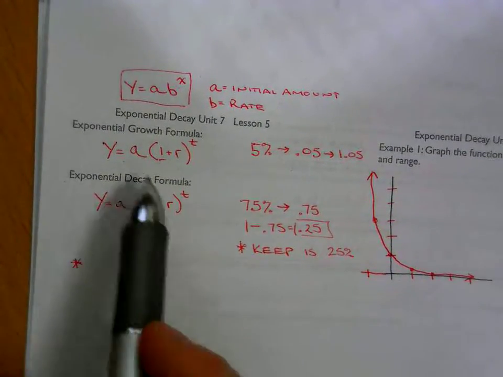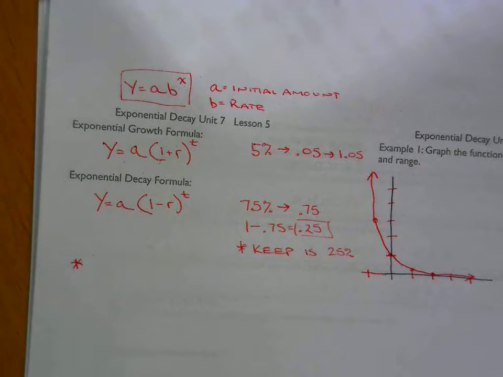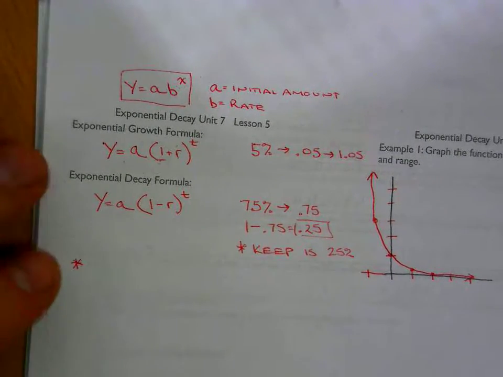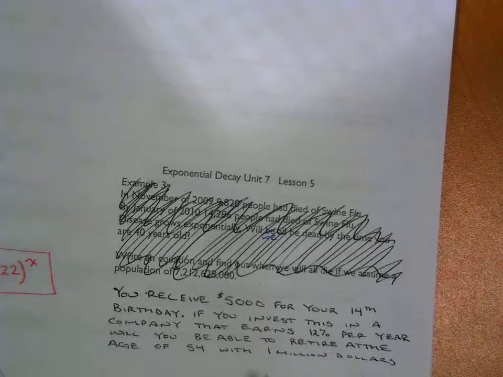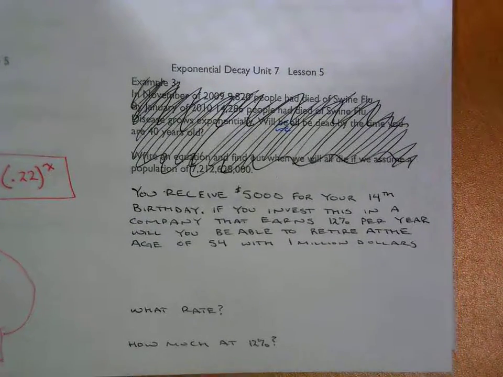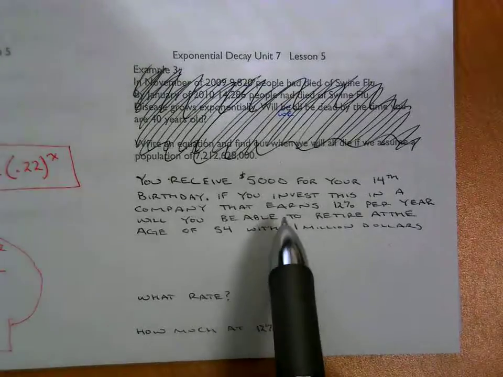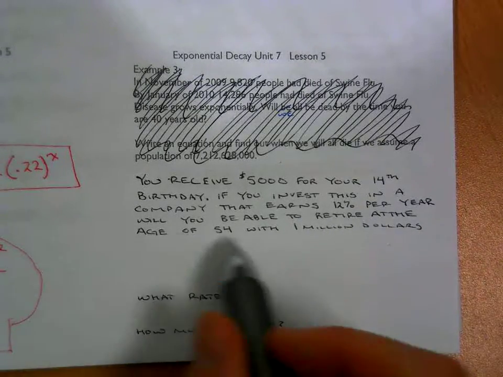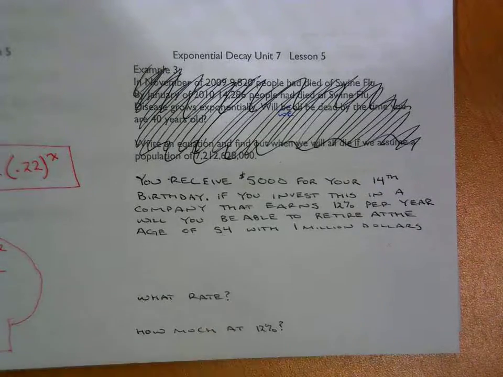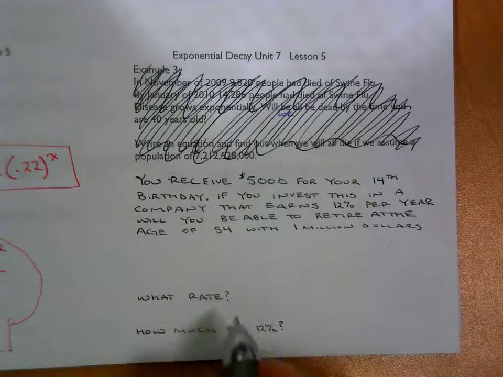Now, like I said earlier, back when we first started, exponential growth and exponential decay are used for real life problems. So here, I've made a new one. You receive $5,000 for your 14th birthday. If you invest this in a company that earns 12% per year, will you be able to retire at the age of 54 with $1 million?